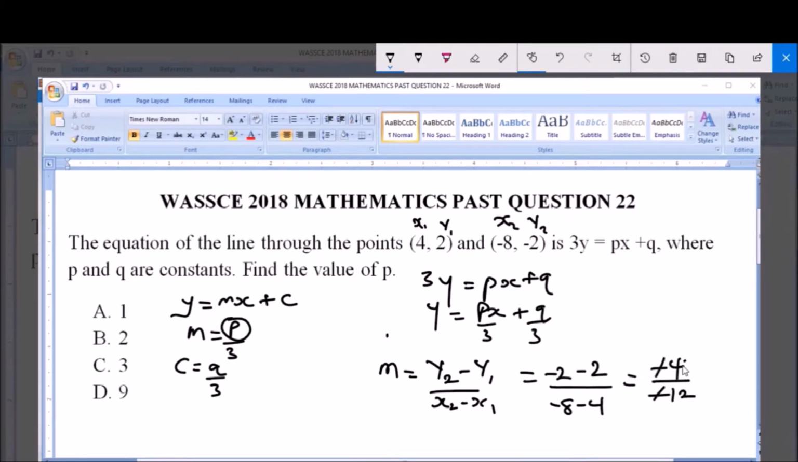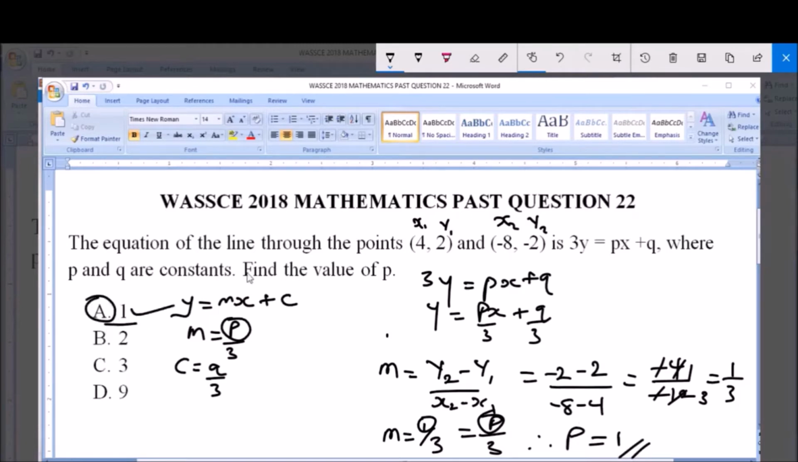We cancel minus with minus, 4 into 4 is 1, 4 into 12 is 3. So this is equal to 1 over 3. So meaning that m is equal to 1 all over 3, which is equal to p over 3. Therefore p is equal to 1. This numerator here is p. So p is equal to 1, and that is option A. So the answer to this question is option A, 1.